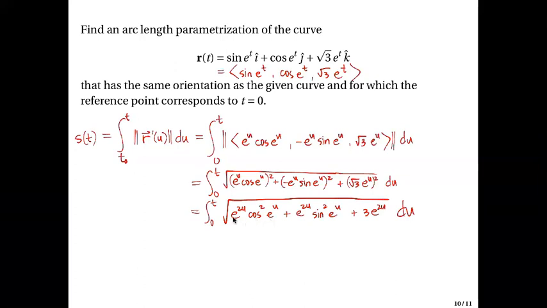And this guy here plus this guy here, it's just e to the 2u. So we have the integral from 0 to t of e to the 2u, and then here you have 3 e to the 2u, and then you get the square root of this and then you have the du. And of course, e to the 2u plus 3 e to the 2u, that's 4 e to the 2u. So this is simply the integral from 0 to t of 2 e to the u du.